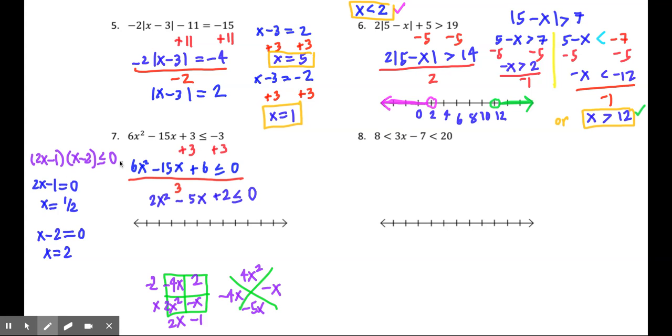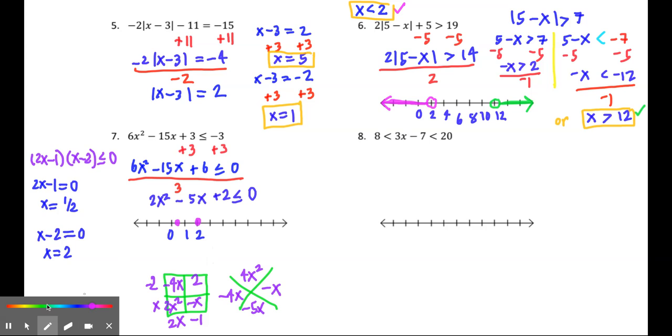We want to find when our quadratic is less than or equal to 0. So these are our boundary points. So we want to put these on our graph. So you have 0. So 1/2. And you want to do solid dots because it's less than or equal to. So 1/2 is here, so solid dot. 2 is here, solid dot.